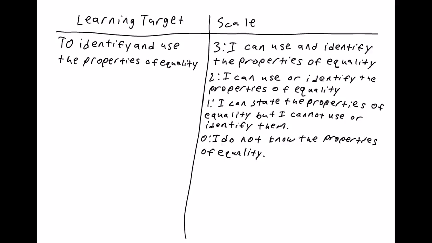So if they were being used, you couldn't say, that's the multiplication property of equality. That sort of thing. And 0, I do not know the properties of equality. Let's get started. Alright, so a quick review on the properties that we've already talked about.